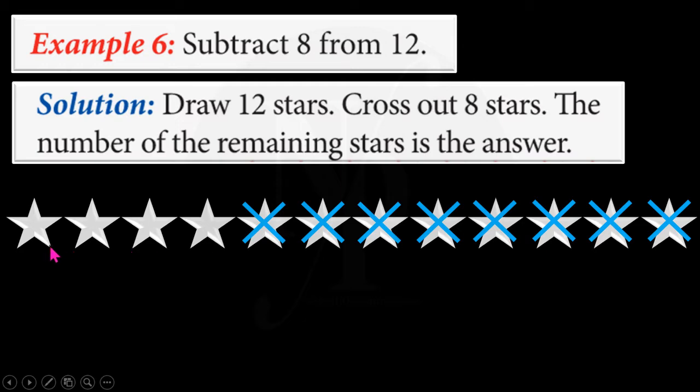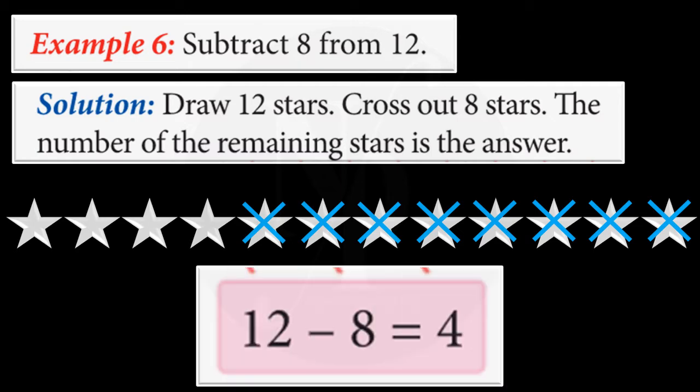Let us start from the left hand. 1, 2, 3, 4. So we are left with 4 stars here. So this subtraction operation can also be represented using numbers and symbols as shown here. 12 minus 8 is equal to 4.